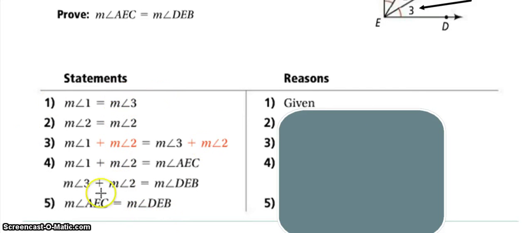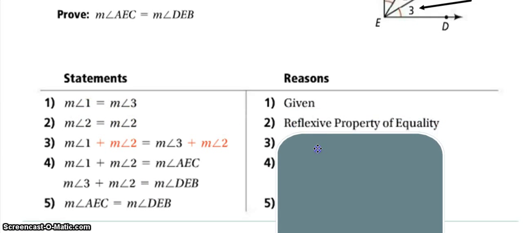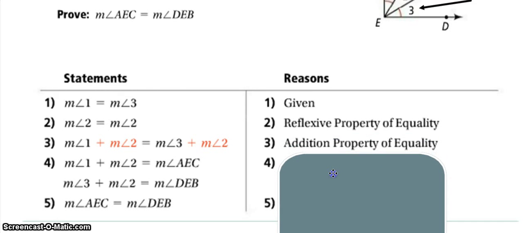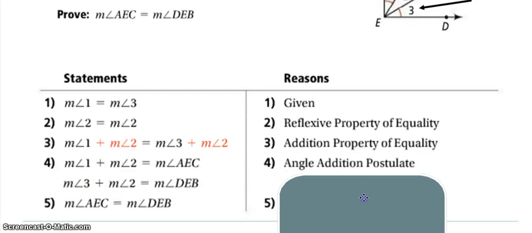Here's all the steps. If you couldn't think up the steps on your own, see if you can think up the reasons on your own. So we know angle 1 is equal to angle 3 because that's given. Angle 2 is equal to itself. Again, that's reflexive. Think about a mirror and reflective. Then I can use my given statement and add angle 2 to both of them. All I need to do for that is use the addition property of equality. Then I can say angle 1 plus 2 equals my larger angle AEC. Same thing with 3 and 2 equaling DEB.